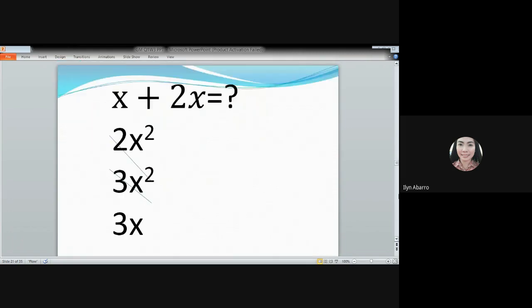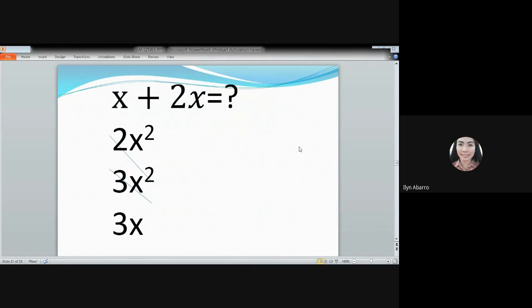Okay, let us have the first one. We have here x plus 2x. We are adding a monomial to another monomial. So how do we add polynomials? First and foremost, we will have to analyze if the given terms are similar. We can only add those terms which are similar.